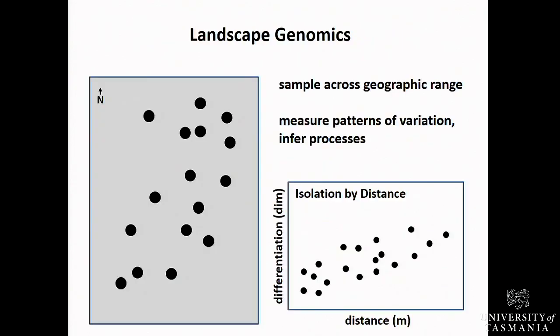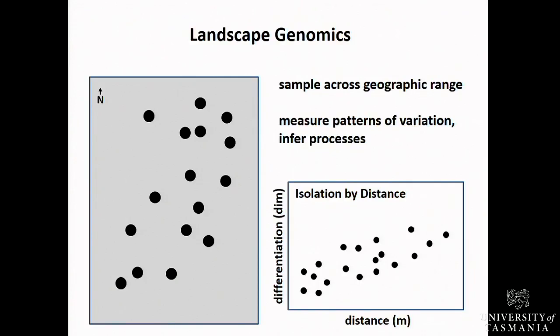So, as I said, this talk's mainly about landscape genomics, and so just to give a quick definition of that, a landscape genomic study is one where, say, we sample a species across its range on this idealised map here, and we sample some number of populations. We can measure the amount of differentiation or genetic differentness between those populations and study patterns in variation and use those patterns to try to make inferences about processes.